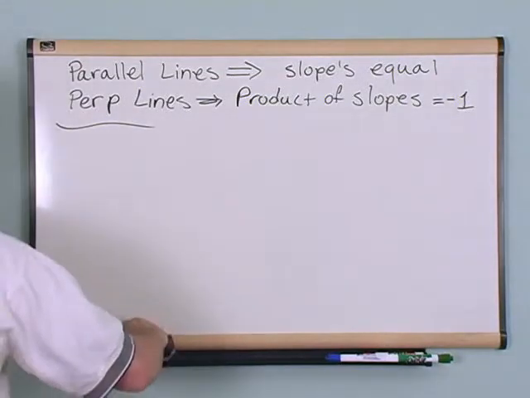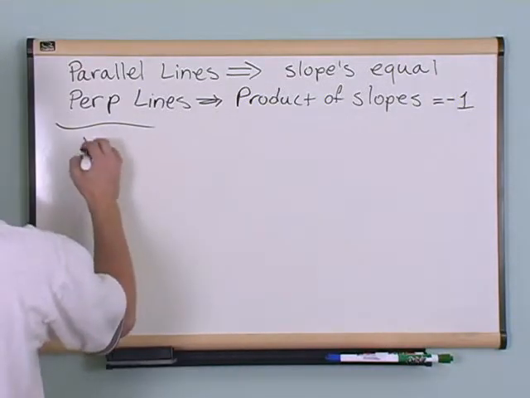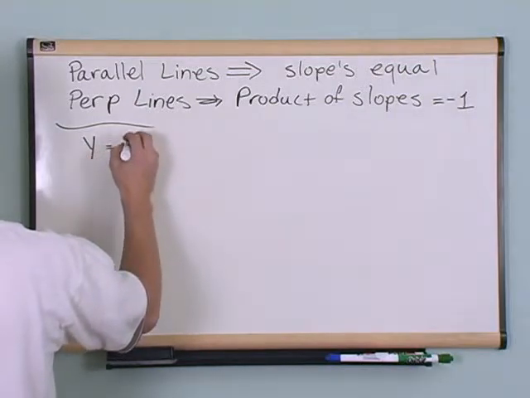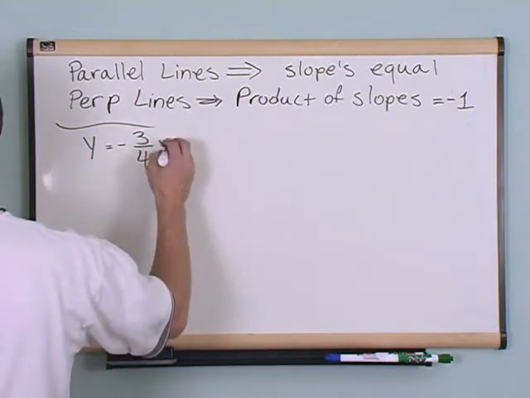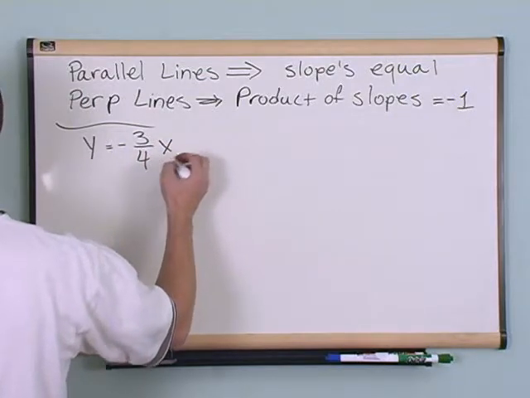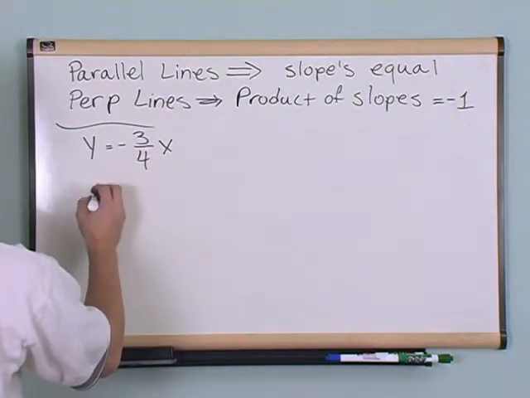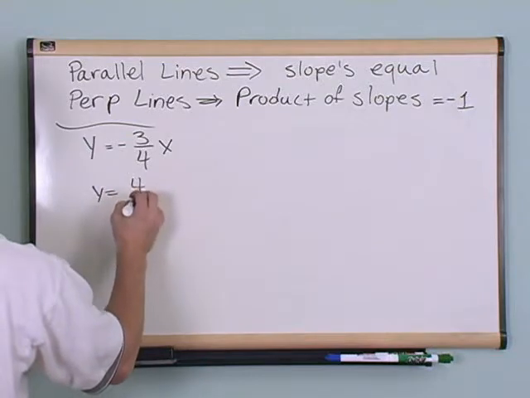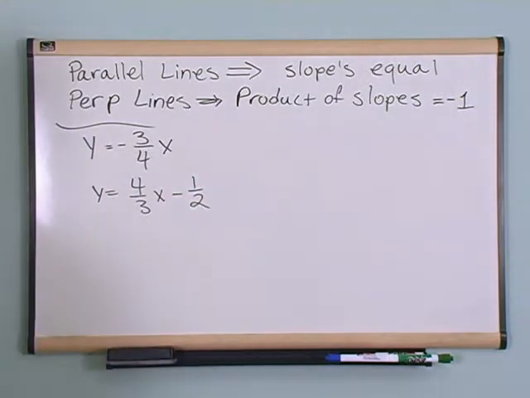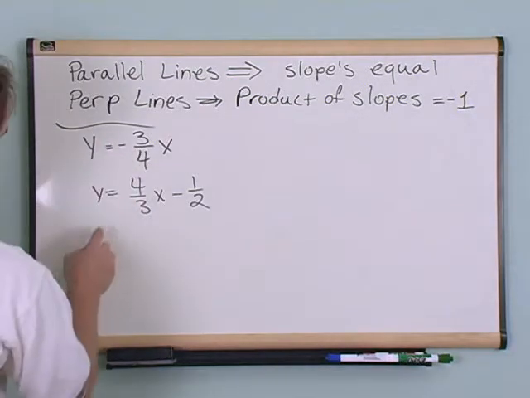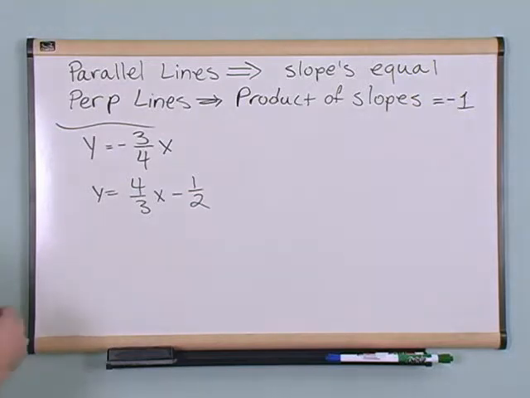And finally, I'll just wrap up this section with one more example. What if you had y equals -3/4 x, and your other line was y equals 4/3 x minus 1/2. First question is, are they parallel? Well, the slope of this is -3/4. The slope of this is 4/3. They're different, so these lines definitely are not parallel.